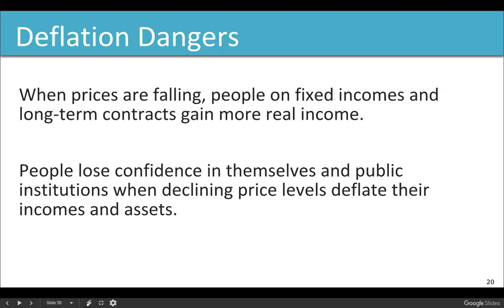So just like you have uncertainty that causes questions when prices go up, you have uncertainty that causes questions when prices go down.